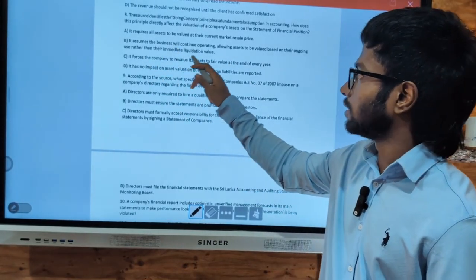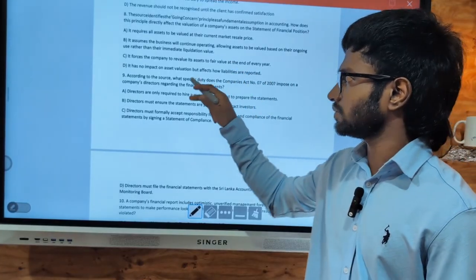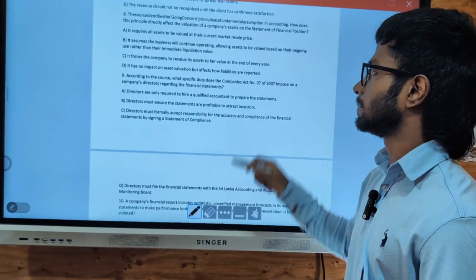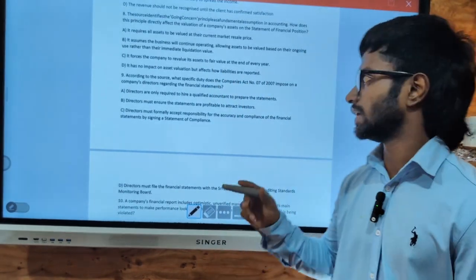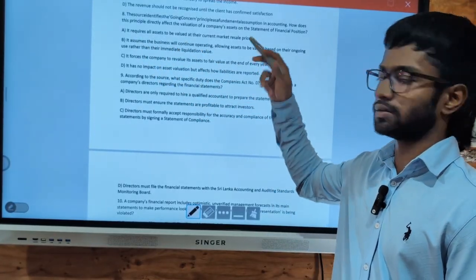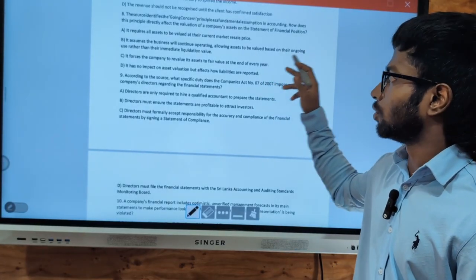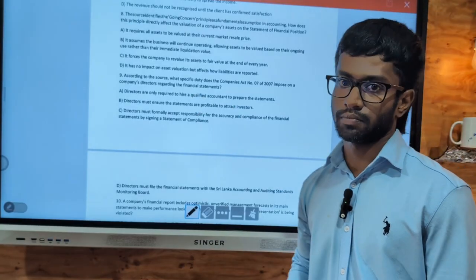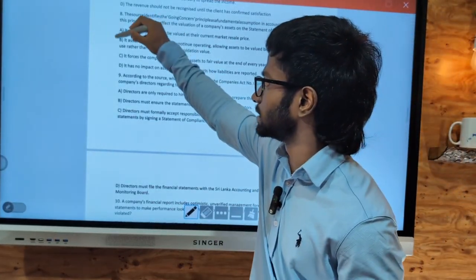It forces the company to revalue its assets for the fair value at the end of the year. There is nothing like that. It has no impact on asset valuation, but affects how liabilities are reported. There is nothing like that. Here it says it will continue operating for the future, as I said, allowing assets to be valued based on their ongoing use rather than their immediate liquidation value. So that should be the answer.